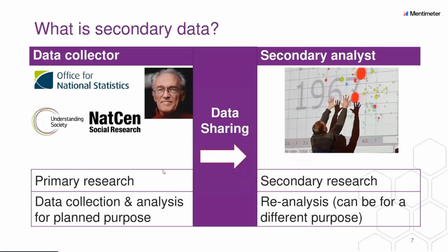Okay, so I'm going to move on to say what is secondary data. If we think of quantitative data first of all, we have a number of people who collect data, and these are all UK examples, but there are actors across the world who collect data. So nearly every country has a statistics agency. We have an agency called NatCen, which does a lot of social research, the British Social Attitudes Survey, which we'll be looking at later on, the Housing Survey and so on, and Understanding Society, which is based in Essex and is a longitudinal study. And I think what they're doing is primary research.